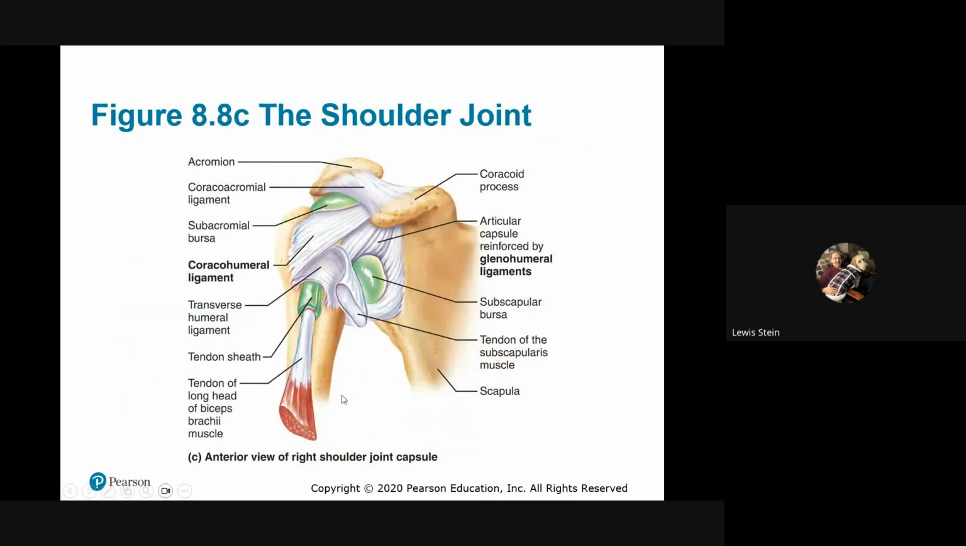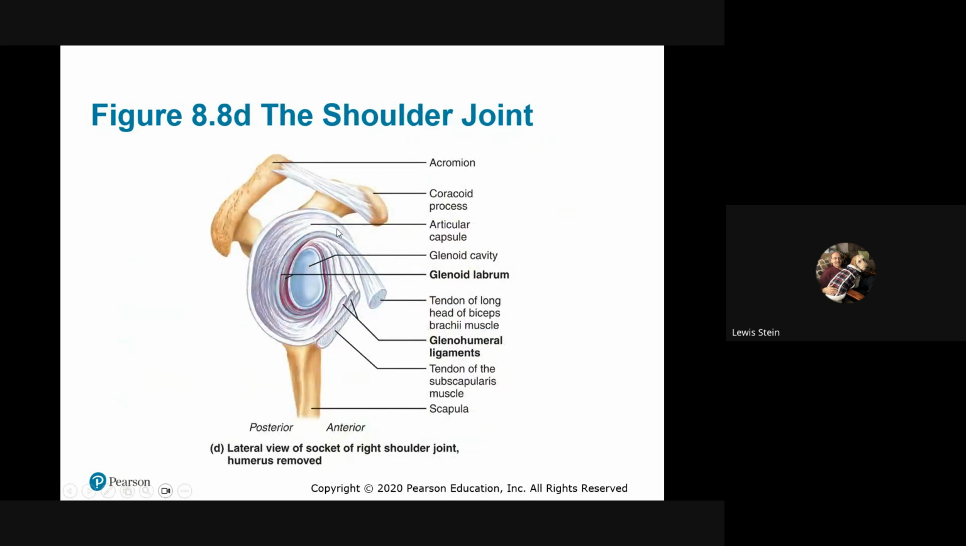You don't have to know the names. I don't care. Look at all the bursal sacs that are there. So there are a lot of structures: here's the subacromial one, here's the subscapular one. You don't have to know any of those anatomically. That's the labrum. Okay. The extraordinary tendon sheath. You can see all of that. Now you're taking a good look.